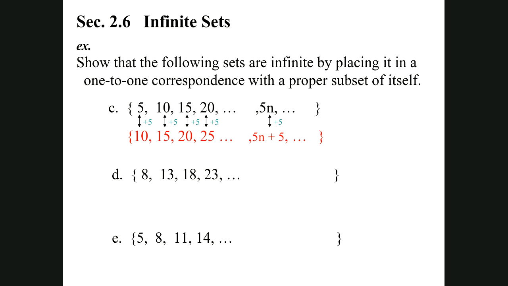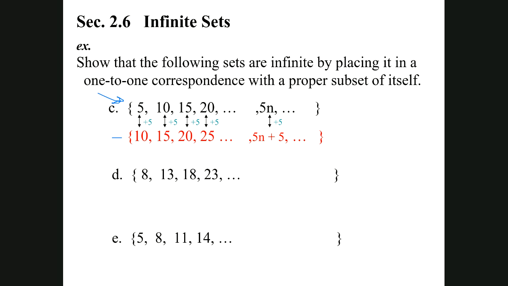And we're done. We've shown that this is an infinite set right here. Why? Because we created a proper subset right here. We took out the first term, and we created a one-to-one correspondence, and there are no elements left over.